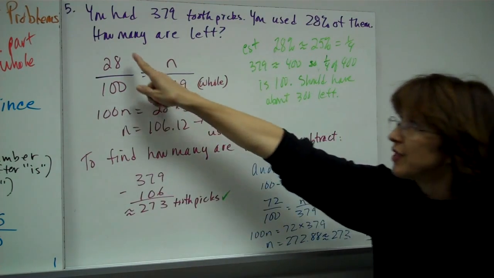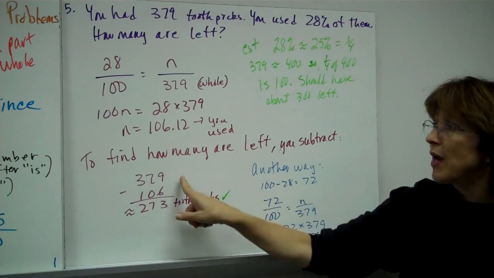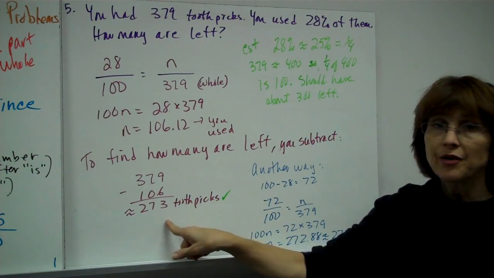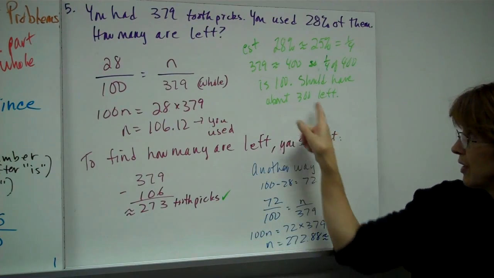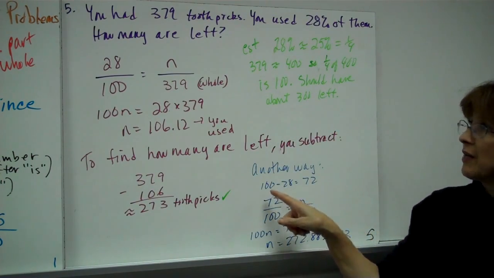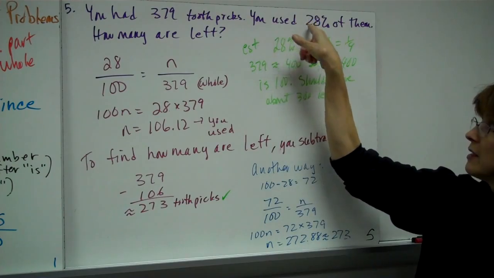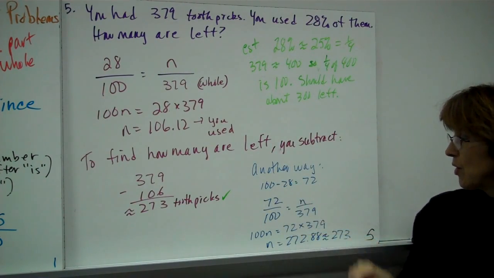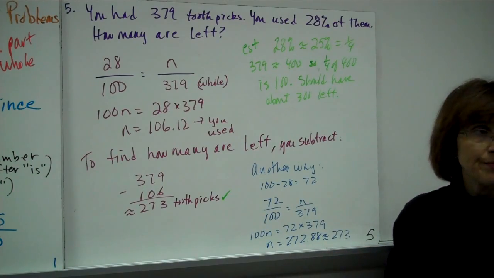Then we got to reread the question. How many are left? So we got to subtract that from 379. So about 273, about 300 weren't used, which is what we would have figured out right here. Another way to do it is to go ahead at the beginning and subtract this from 100%, saying that you used 72%, and then solve it the same way, and you'll get about 273.